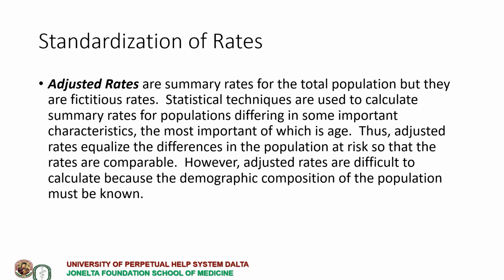So there are adjusted rates to standardize rates. These are summary rates for the total population, but they are fictitious rates. These are statistical techniques used to calculate summary rates for populations differing in some important characteristics, the most important of which is age. Thus, adjusted rates equalize the differences in the population at risk so that the rates are comparable. However, adjusted rates are difficult to calculate because the demographic composition of the population must be known.